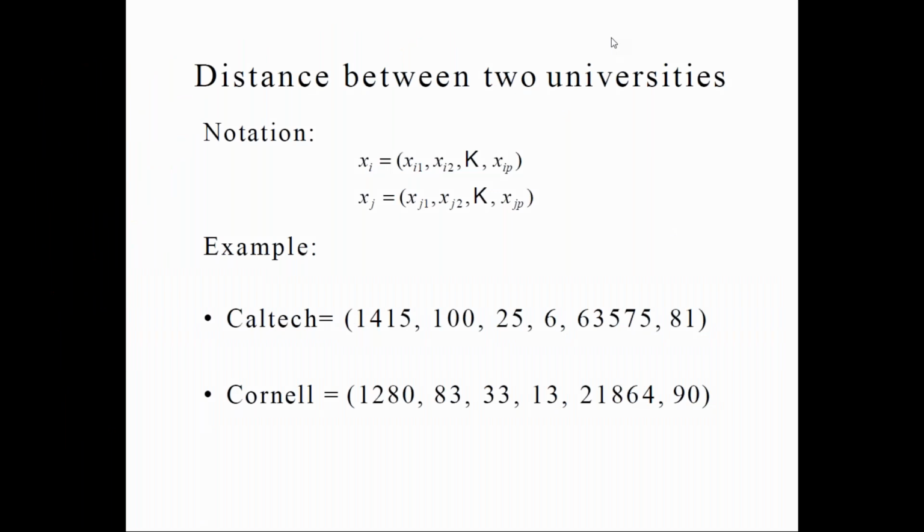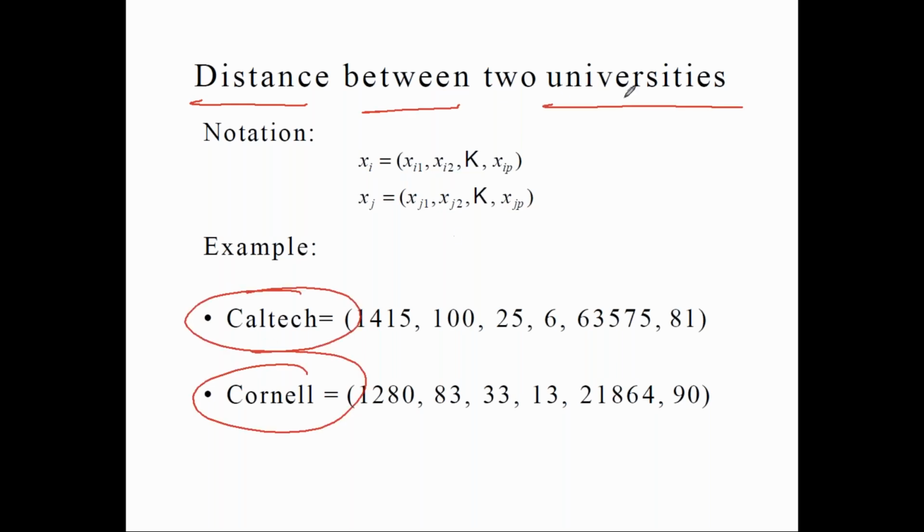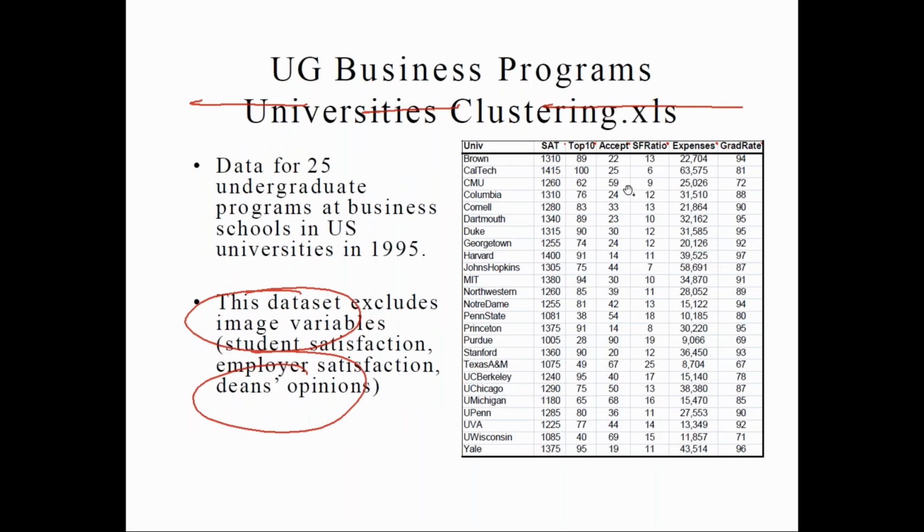Now I'll explain how to calculate the distance between two universities. For example, I'm choosing Caltech University and Cornell University from your previous slide. I'm choosing only this university and this university. I've taken these records.